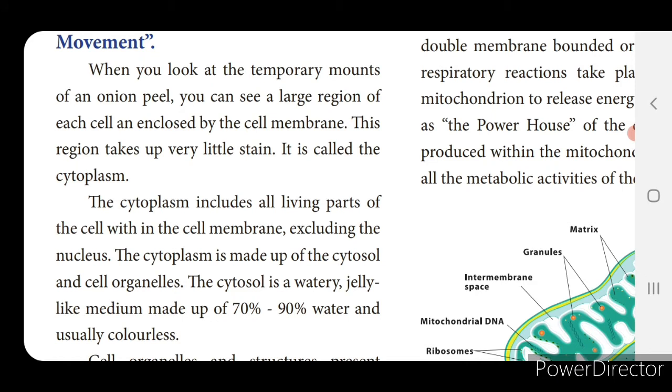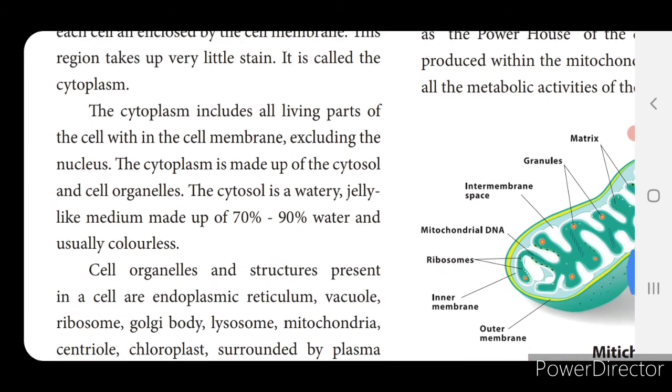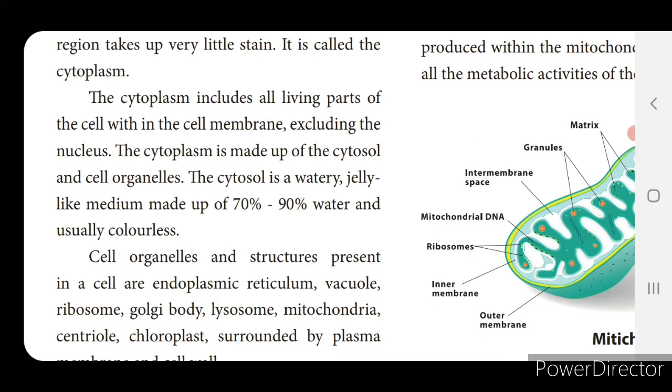Okay children, this cytoplasm is made up of cytosol and cell organelles. The cytosol is a watery, jelly-like medium made up of 70% to 90% water, and it is usually colorless. So 70 to 90% water will be there, and inside that, all the cell organelles will be present.